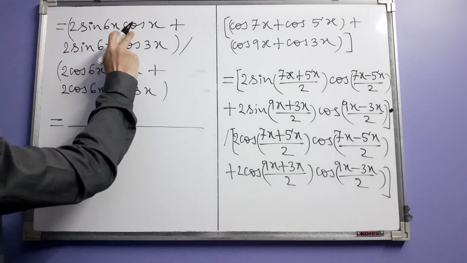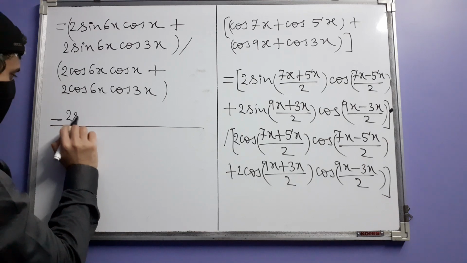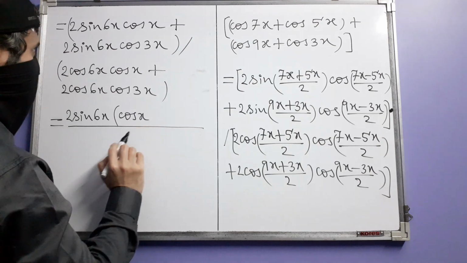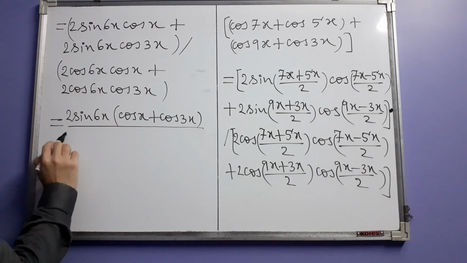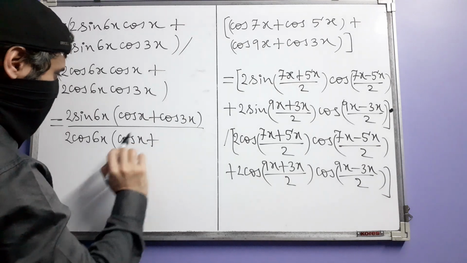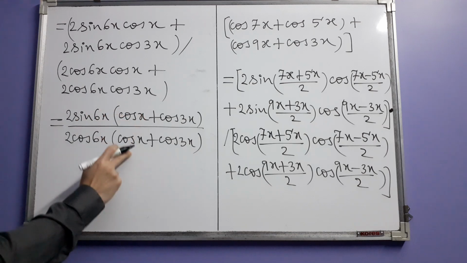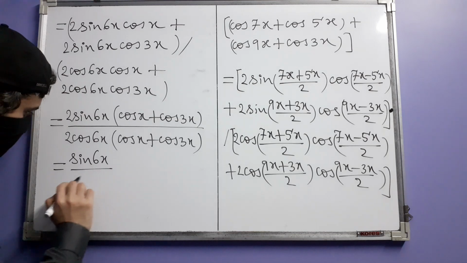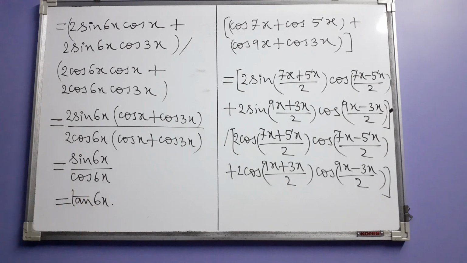So now you can see that from these two terms in the numerator we can take 2 sine 6x outside because it's there in both the terms, and that leaves us with cos x plus cos 3x. Similarly, in the denominator you can take 2 cos 6x outside, and the rest is cos x plus cos 3x. Now you can cancel this thing, and you have sin 6x divided by cos 6x. So that is tan 6x.